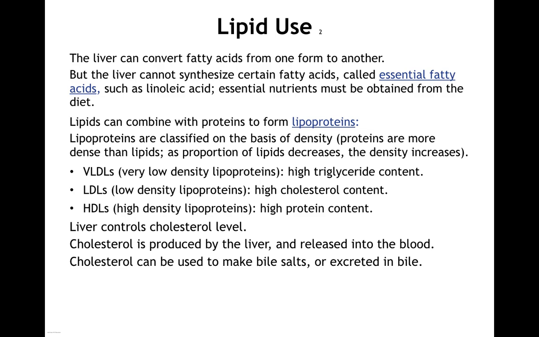VLDLs, or very low density lipoproteins, have a high triglyceride content. LDLs, low density lipoproteins, have a high cholesterol content. And HDLs have a high protein content. The liver is going to control cholesterol level. It's produced by the liver and released into the blood, and cholesterol is used for many things, including making bile salts and being excreted in the bile. It also is an important component of cell membranes.